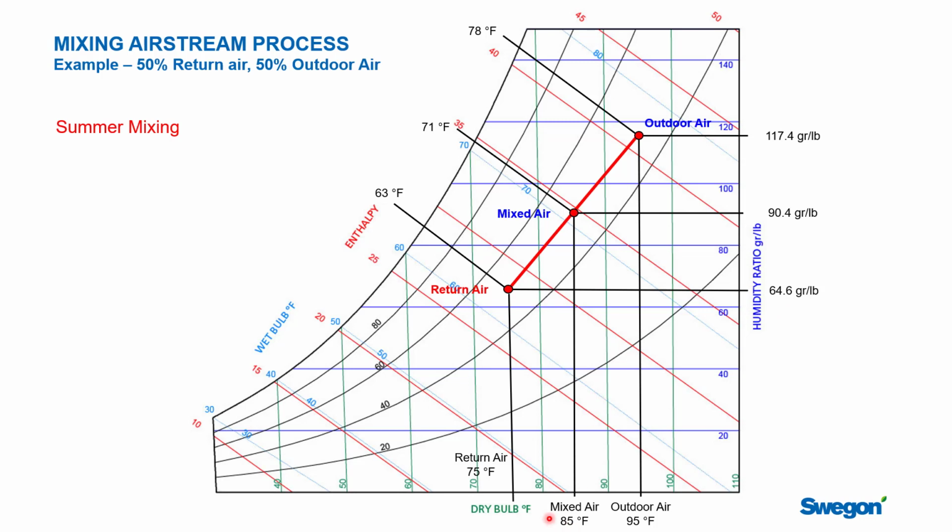Let's start with the temperature, right? We had 75-degree return air. We had 95-degree outdoor air. It's a 50-50 ratio, and so the mixed air is going to come in at 85 degrees. So you can see it comes straight up, and you can see visually that we've split that line in half.